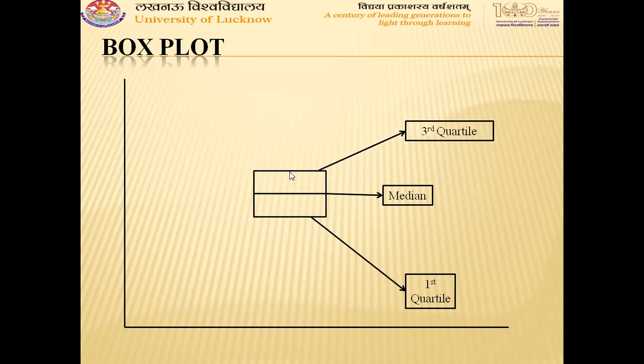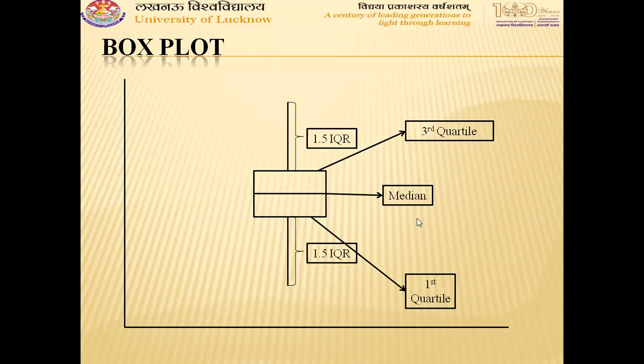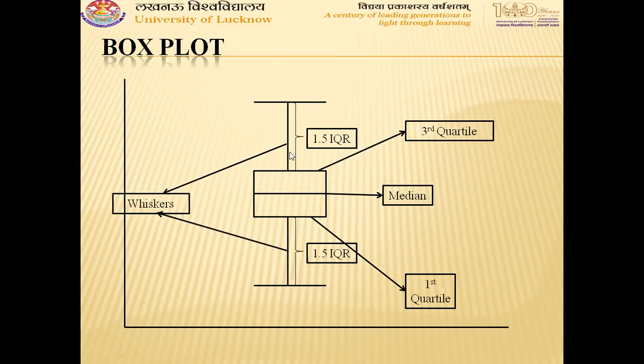And from the upper end and lower end of this box, we draw two lines of height 1.5 times the interquartile range. That is 1.5 into (Q3 minus Q1). So in this manner, the box plot is constructed. These two lines, which are of height 1.5 IQR or interquartile range, are called whiskers.